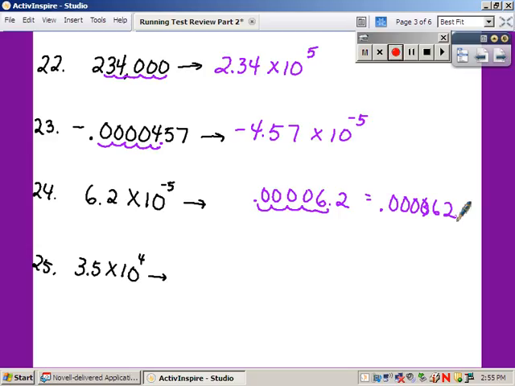This one, same idea, except we're going to move the decimal point in the other direction 4 places. 1, 2, 3, 4. Looks like our answer to this one is 35,000.